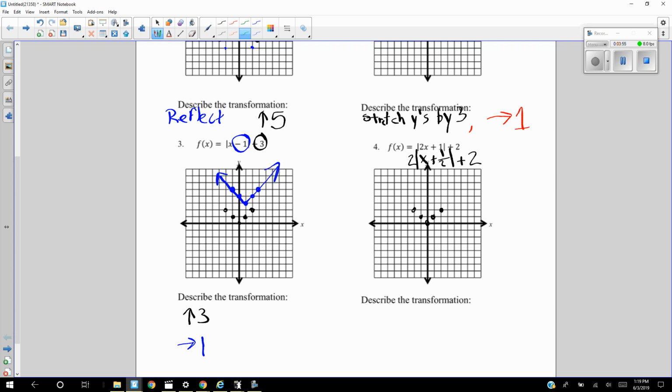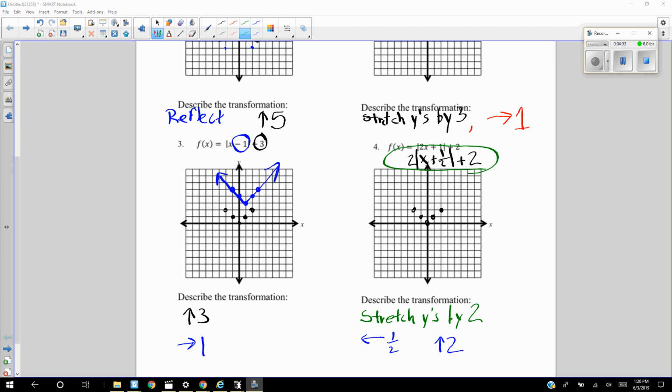So now really this is the function we want to describe the transformation for. That one we know how to do. So the 2 outside is going to stretch the y's by 2. And then the 1/2 is going to shift us, that's a positive, so it's going to shift us left 1/2 unit. That one, got to be careful there. And the +2 on the outside is going to shift us up 2.